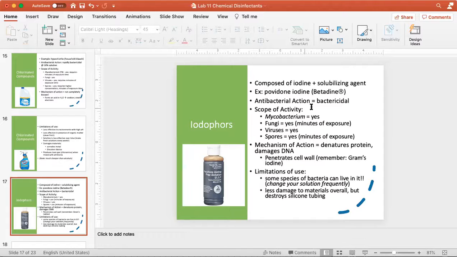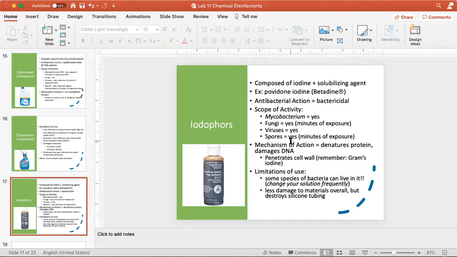Scope of activity, iodophores will kill the organism that causes TB. They will kill fungi, they will kill viruses, and they will destroy spores. But you got to leave them on for a long time for both fungi and for spores. So that's important to know. So far, we've said both bleach and iodophores can destroy spores, but you've got to leave them on for minutes and minutes of time.